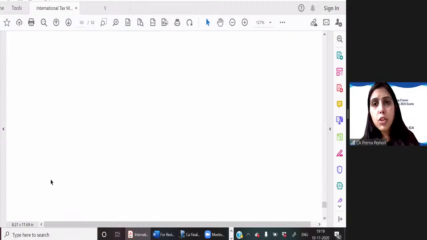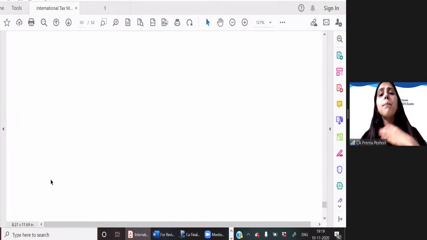Kunal, full exemption method means that if, for example, I have earned some dividend on US shares, then India will not include it in total income and it will be exempted completely. But exemption with progression means that India will not include it in total income, but just for the purpose of determining the slab rate, it will include it. As in, to determine under which slab I am falling.